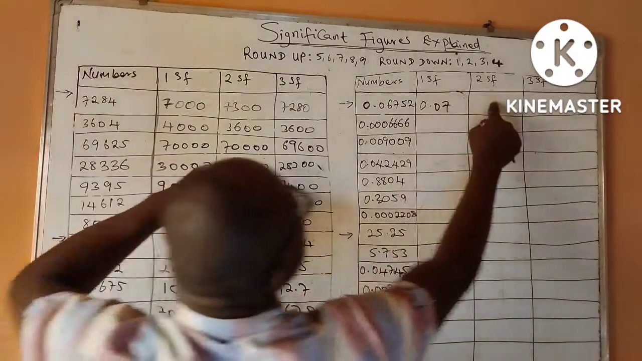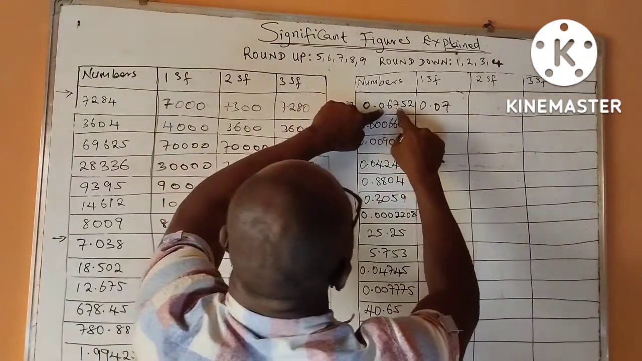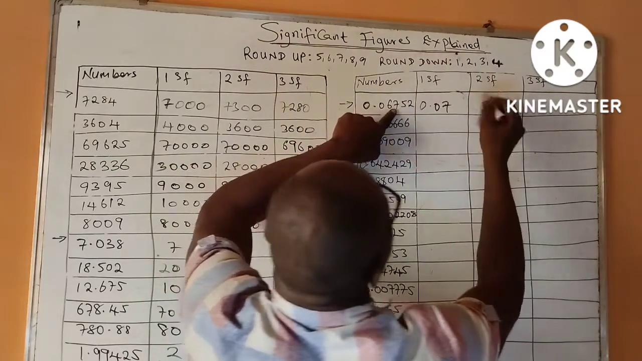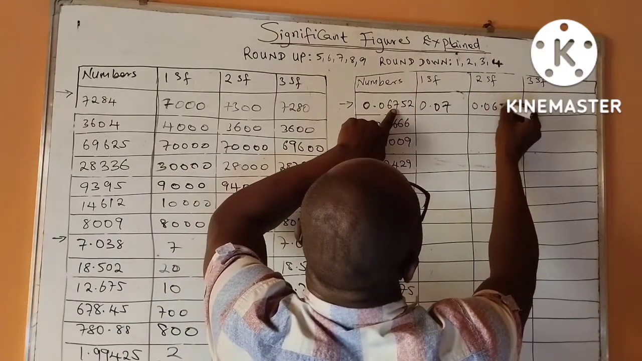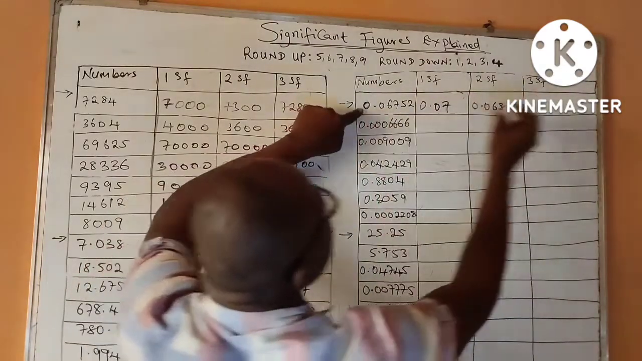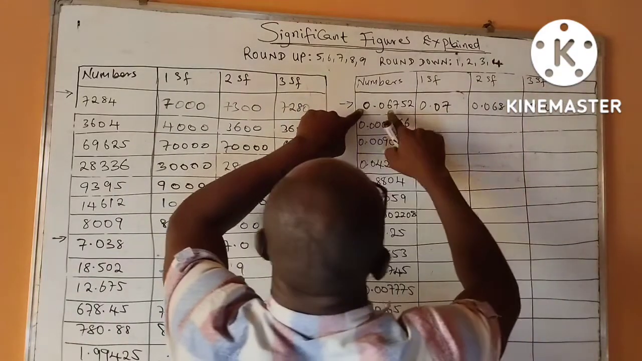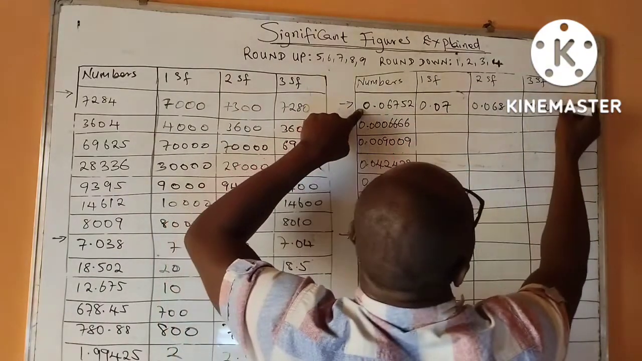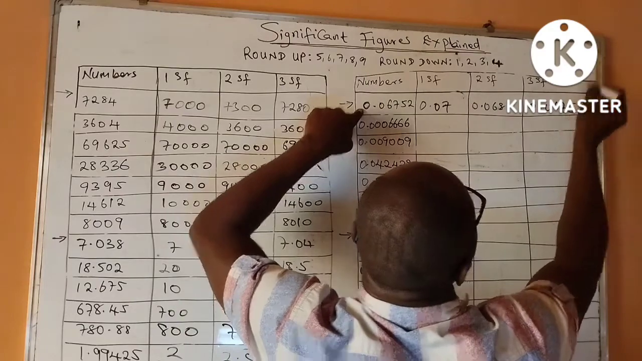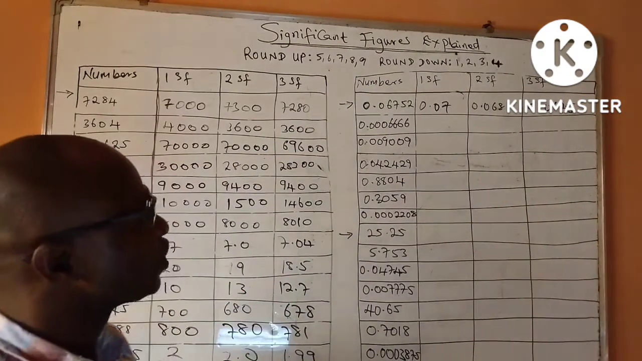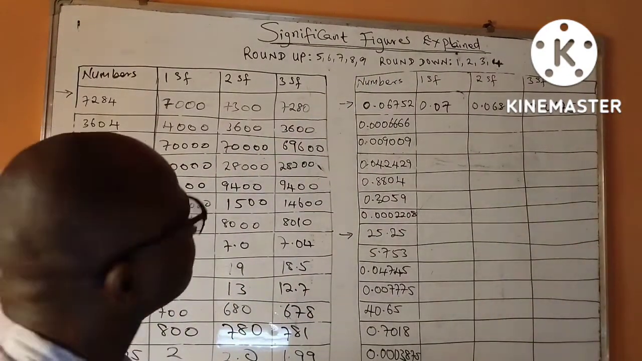Okay, so to two significant figures, I count 1, 2. Next digit is 5, I'll round up, and that becomes 0.068. Next, I'll get 0.0, then 1, 2, 3, which is 675. That is to 3 significant figures for that number less than 1.